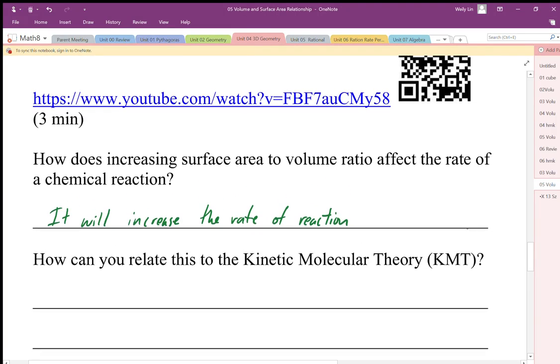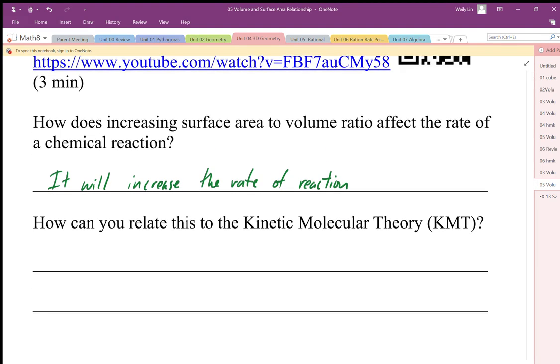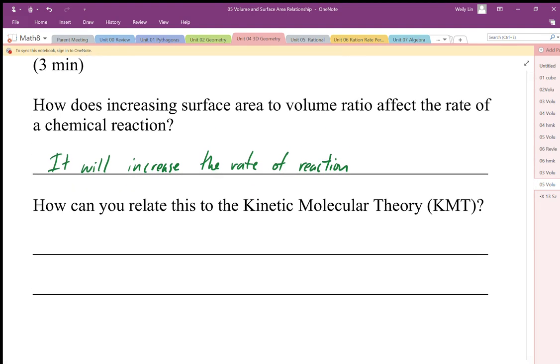Okay, so greater surface area to volume ratio increases the rate of chemical reaction. How does this relate to kinetic molecular theory? Kinetic molecular theory is something that we learn in grade 8 science. It states that the more interactions of molecules, the faster the chemical reactions can happen. The more opportunities that molecules have to bump into each other, the faster the chemical reactions will happen.